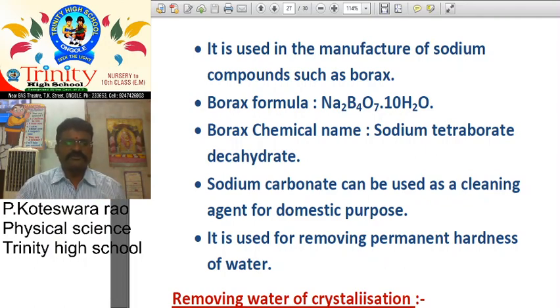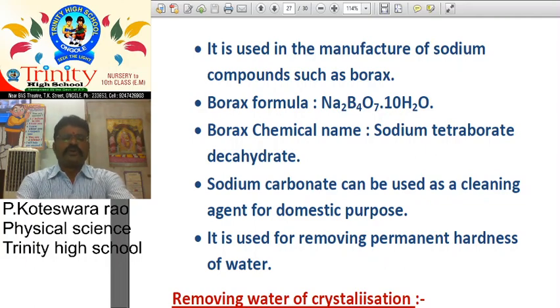What about the third use? Sodium carbonate can be used as a cleaning agent for domestic purposes. Do you know sodium carbonate, washing soda, is used in our houses for washing and cleaning purposes? That is the third use. And what about the fourth use? It is used for removing permanent hardness of water.